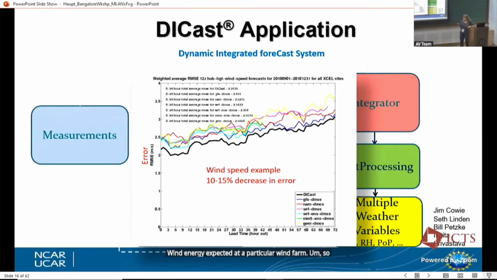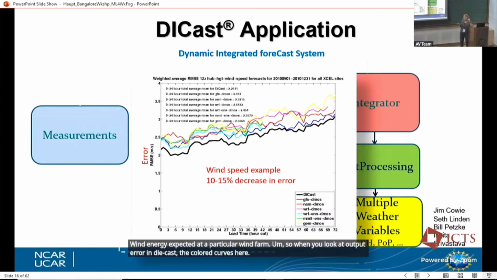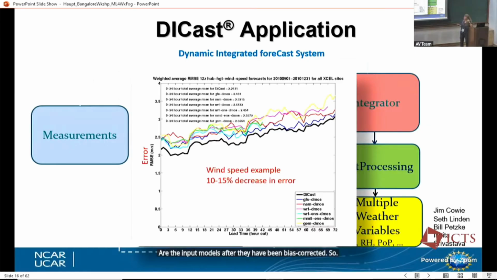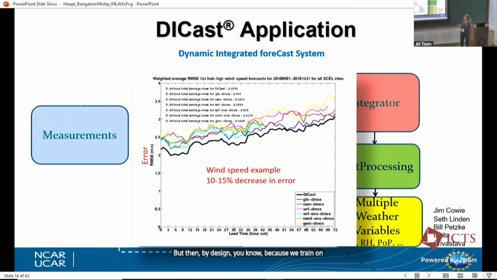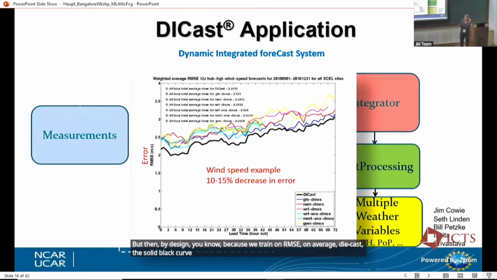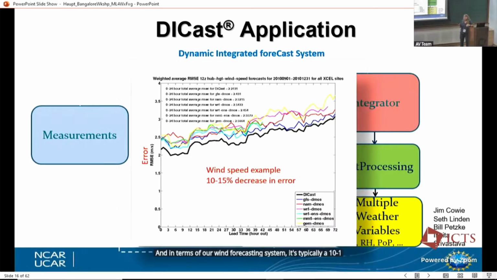So when you look at output error in DICast, the colored curves here are the input models after they have been bias corrected. So the RMSE is already down, but then by design, because we train on RMSE, on average, DICast, the solid black curve, is always going to be less. And in terms of our wind forecasting system, it's typically a 10 to 15% decrease over the best base model.